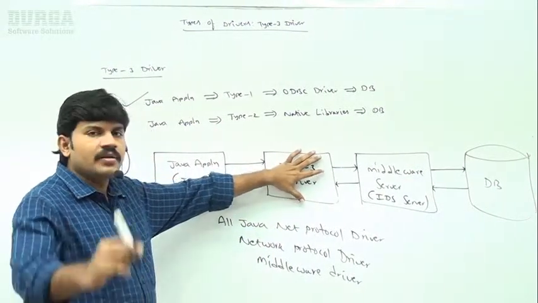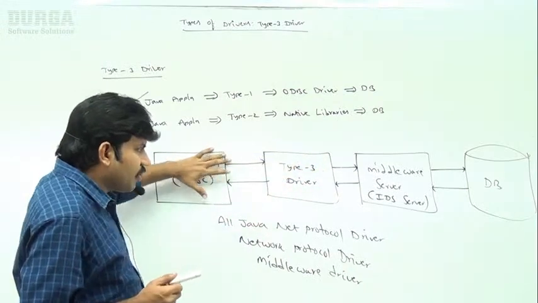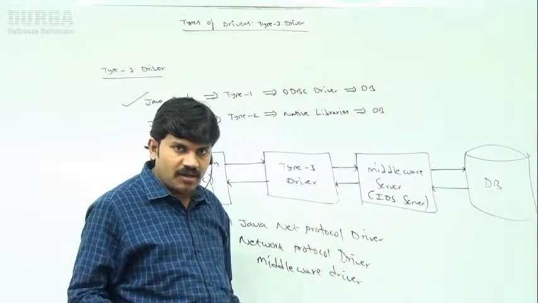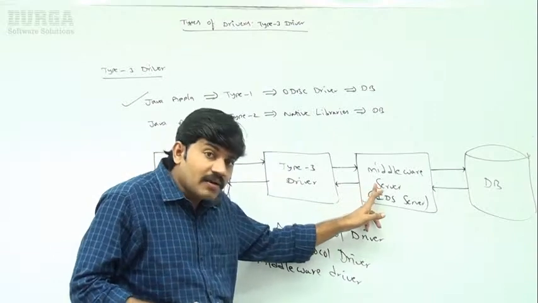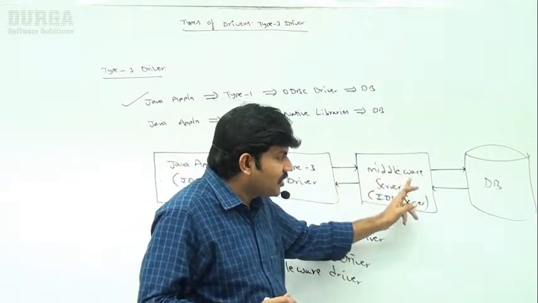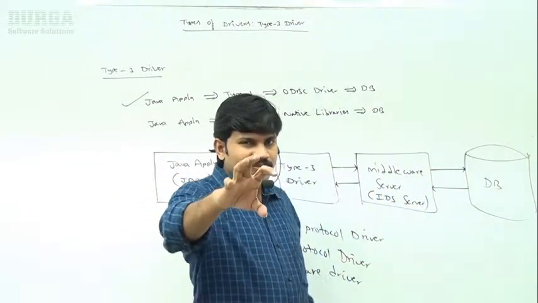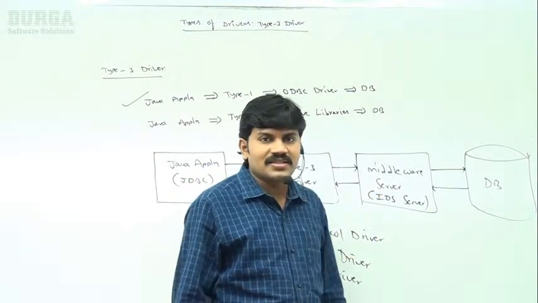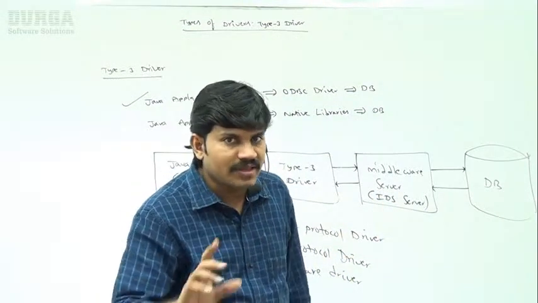Type 3 driver converts JDBC calls into middleware server specific calls. Middleware server converts those middleware server specific calls into database calls. Something like, the middleware server acts as a broker to communicate with the database, right?